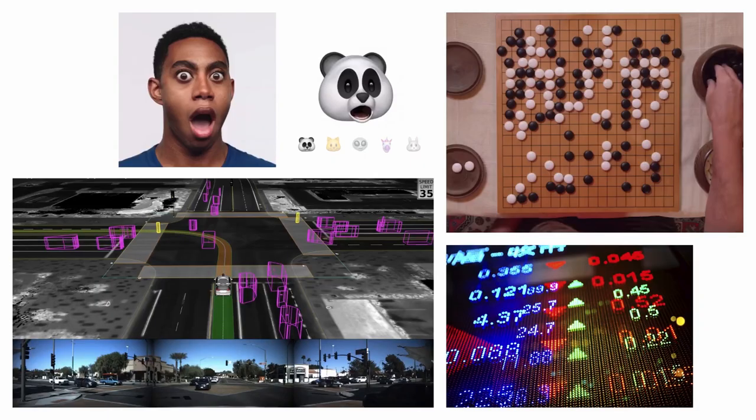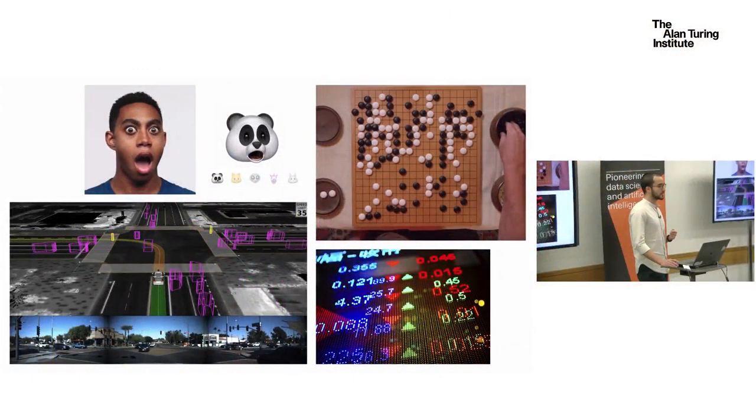But if you do this well, you end up with techniques that can detect the positions of your face, can detect cars and pedestrians, and is used for self-driving cars. The same techniques are used in the stock market. It's really ubiquitous. It's absolutely everywhere these days.